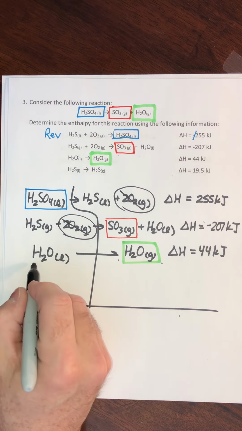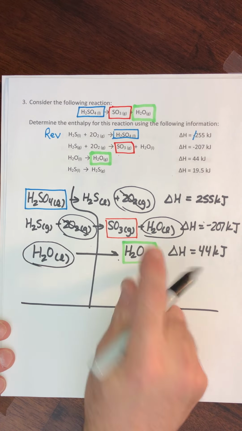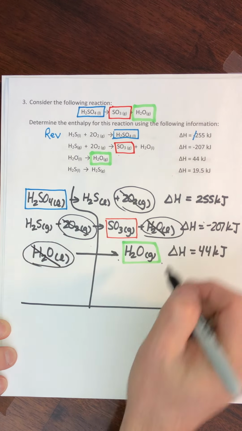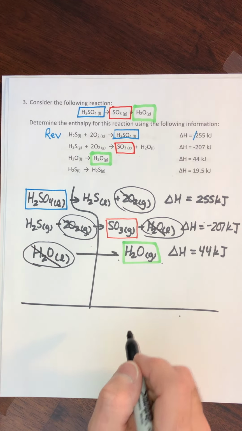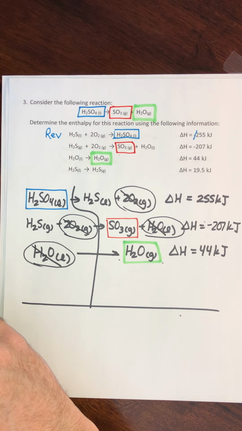Look at the waters. I got an H2O liquid here. I've got an H2O liquid here. There's one of them. They're both liquids. That's a perfect match, so they cancel. Nice. Now, this is where the problem gets easy to make a mistake.